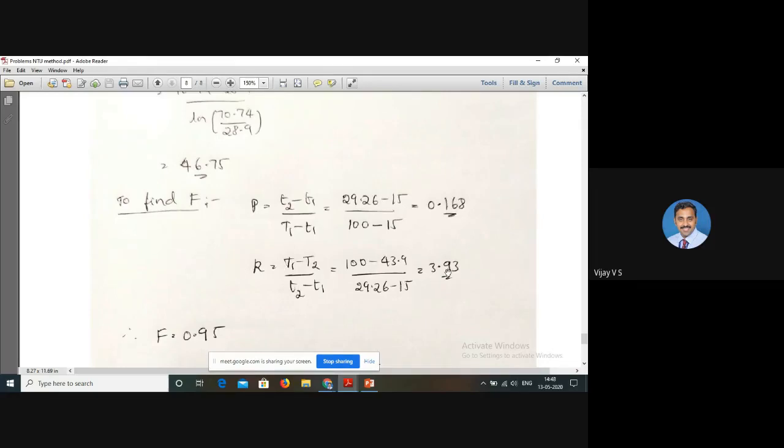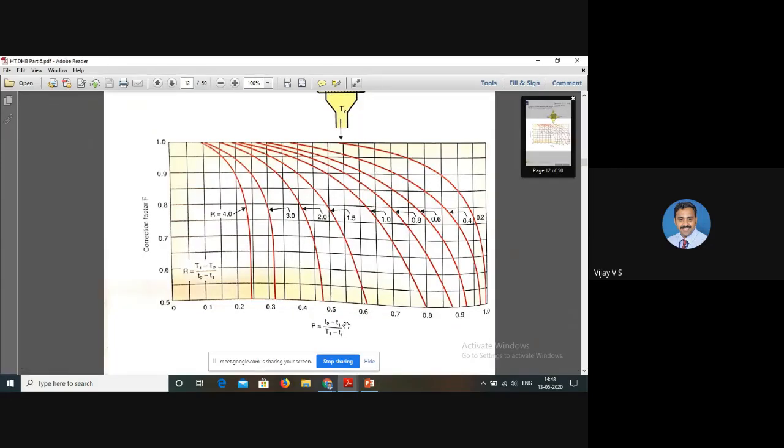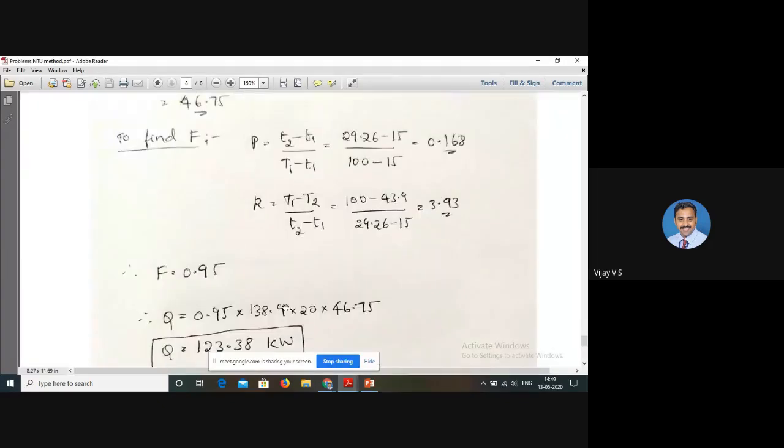So this is 0.17 and 3.9. P is 0.17, so between 0.15 and 0.2, 0.17 is somewhere here. R is 3.9. See, this is 4, this is 3, and 3.9 is very near to that. So for 0.17 and 3.9, how much can I get? Around 0.95. This is the correction factor. So from the graph I got correction factor F as 0.95.